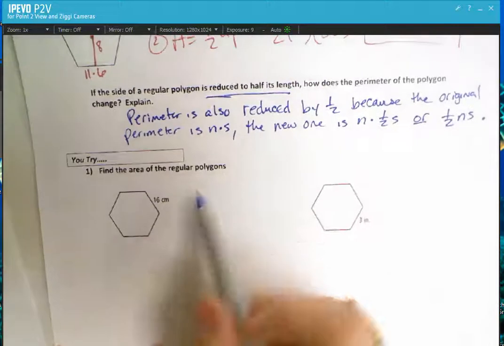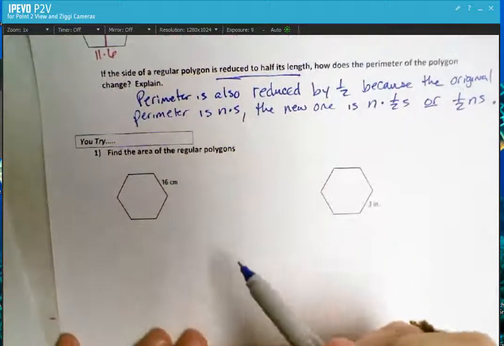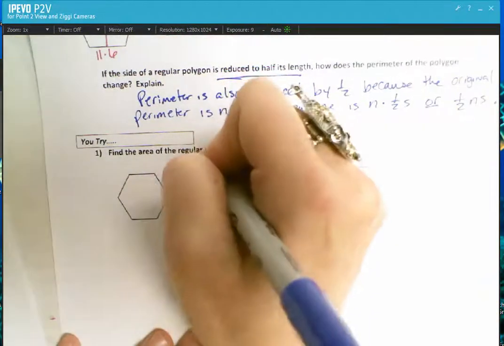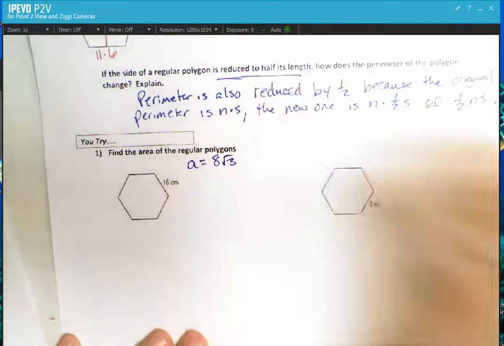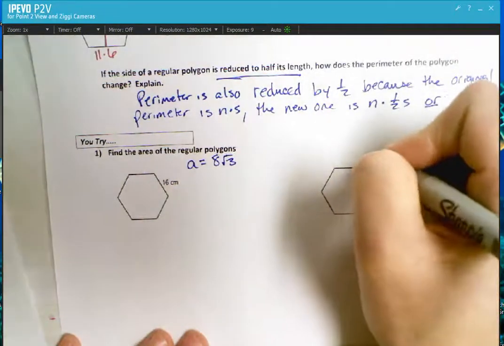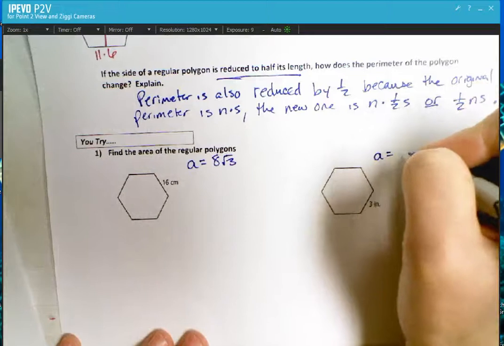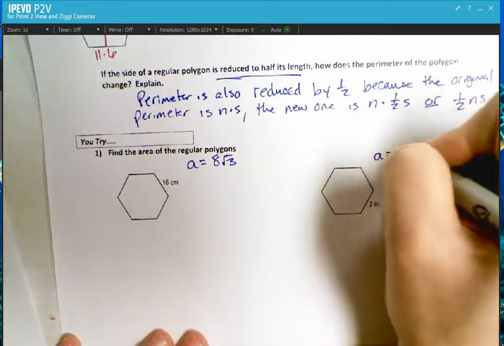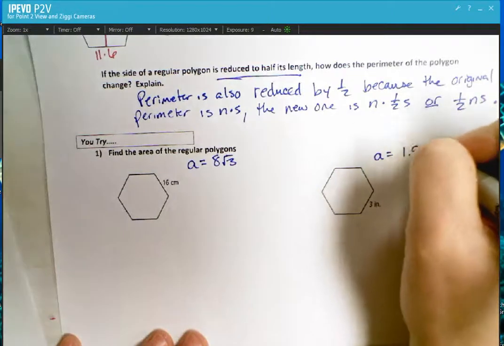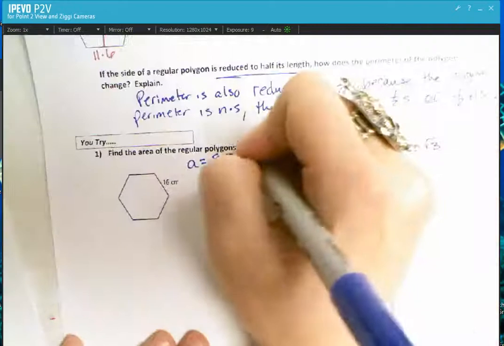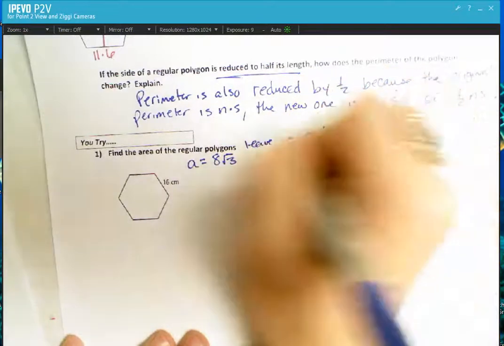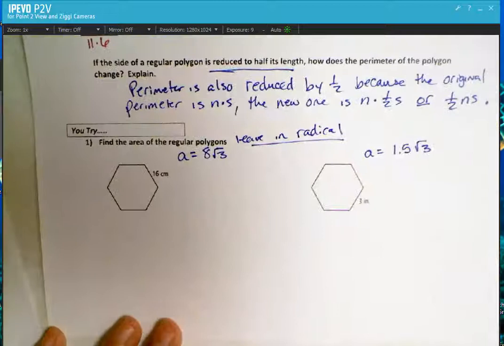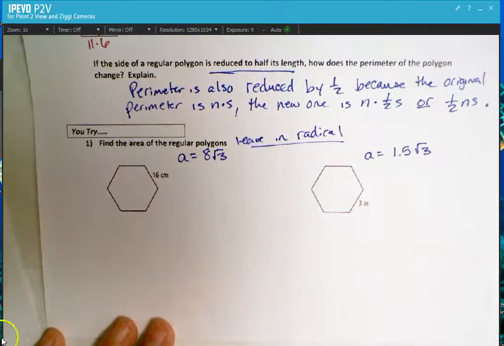You're going to try the next two, but you're missing some information. So jot down what the apothem is. The apothem for this figure over here is 8 rad 3. And the apothem for this figure over here is 1.5 rad 3. So I want you to leave it in radical. All right, pause the video, try those couple, and let's see how you do.